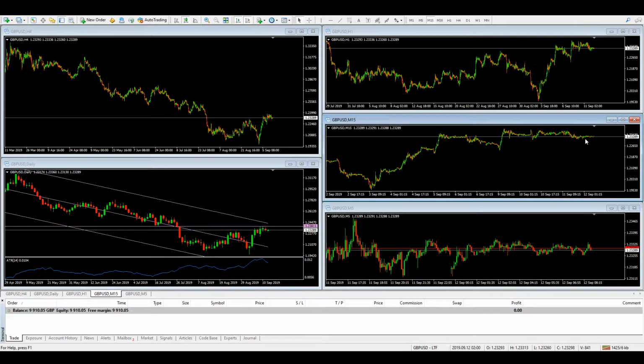Don't like how these are all very flat at the moment. So for me, it would be this low here getting taken out that would be the most significant to consider shorting.